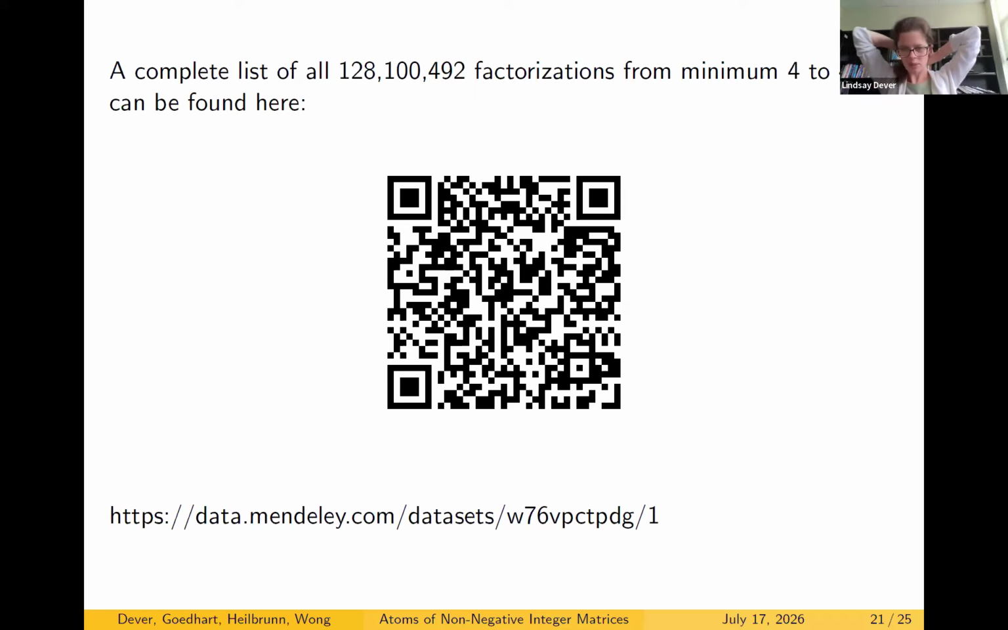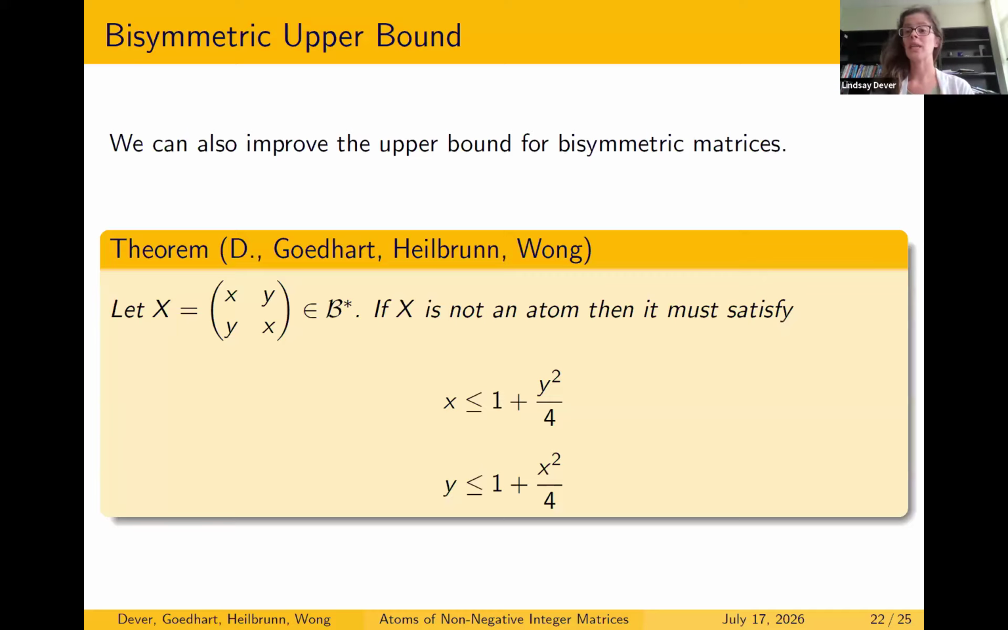Once we knew that bisymmetric matrices could only factor into other bisymmetric matrices, Tony was able to prove a tighter upper bound for bisymmetric matrices: that if they are not atoms, they must satisfy this tighter bound. And he did, in fact, show that this bound is tight, so it can be achieved.